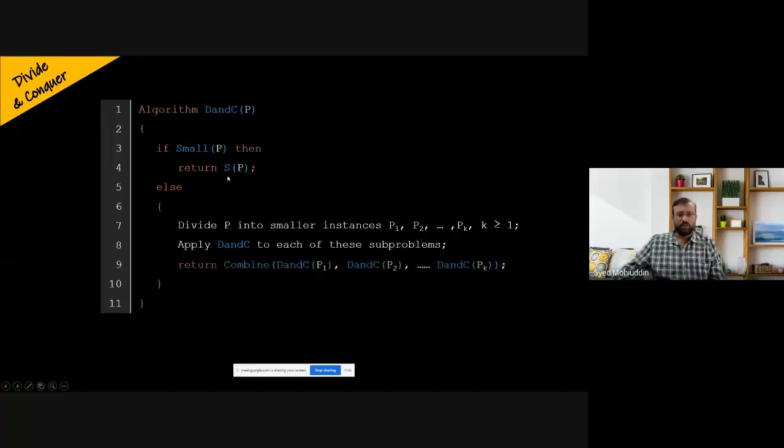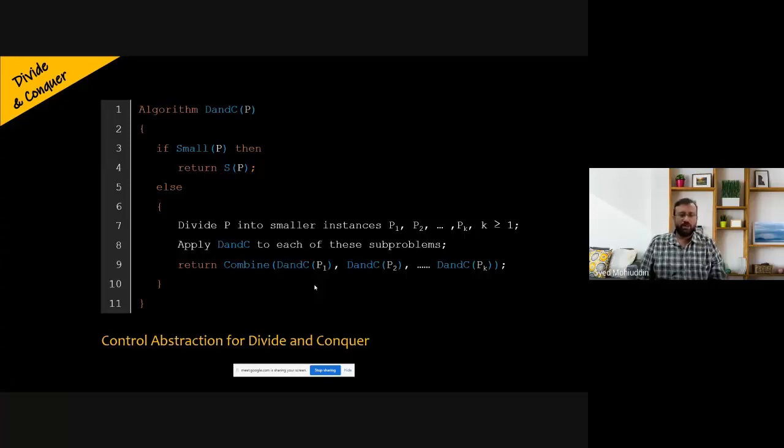Then once we have the solutions, that is S of P, we combine those solutions. So we combine the solutions of divide and conquer of P1, divide and conquer of P2 till Pk. This will give us the solution for this large problem P. Now remember here, this algorithm is a general algorithm for divide and conquer. It is also known as control abstraction. Sometimes the textbook uses this word, control abstraction, for the divide and conquer approach.